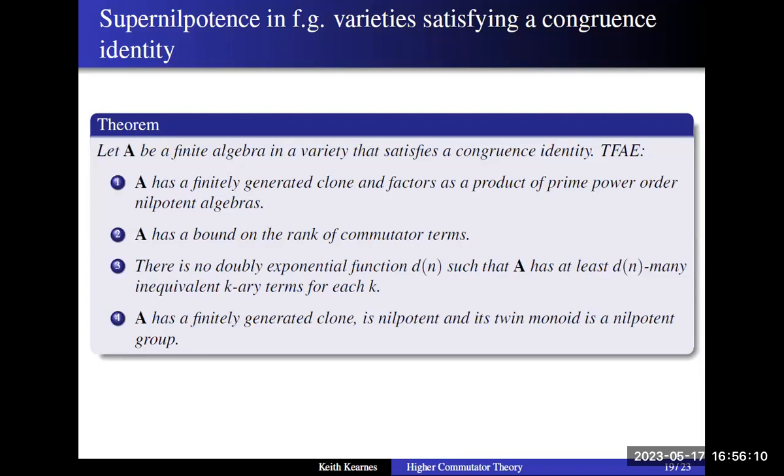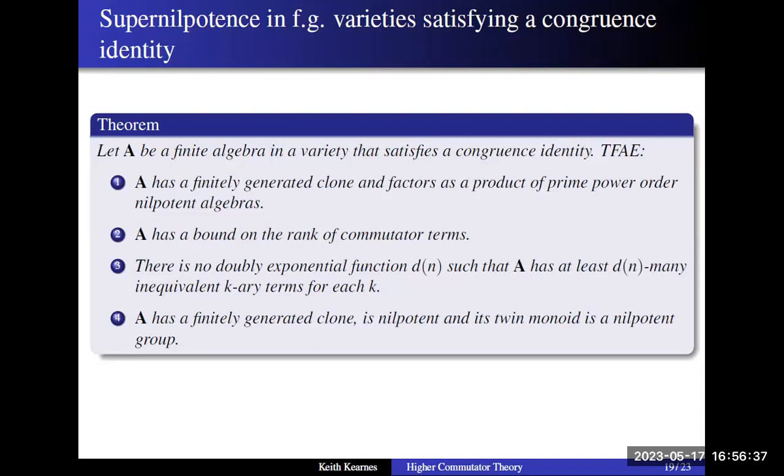Two, that's equivalent to saying there's a bound on the rank of commutator terms. For groups, x inverse, y inverse, xy is a commutator term. And for rings, xy minus yx is a commutator term. And for algebras, in general, you can write down commutator terms that help you define the commutator. We bound the rank of those commutator terms.